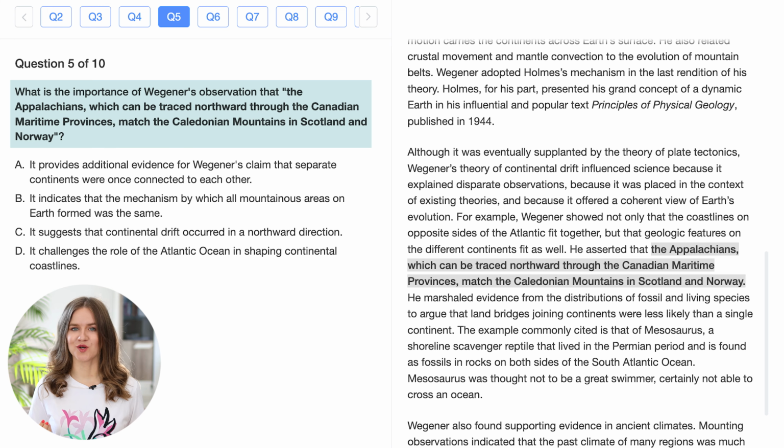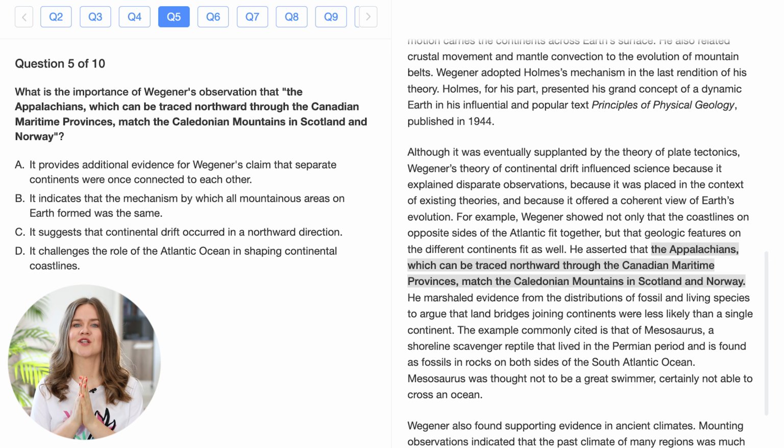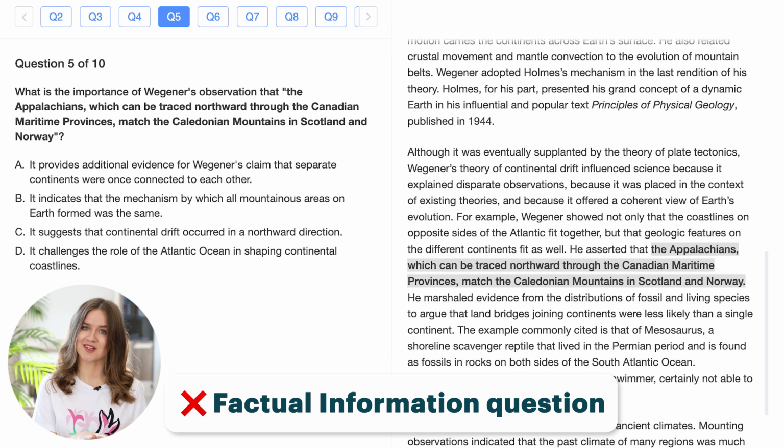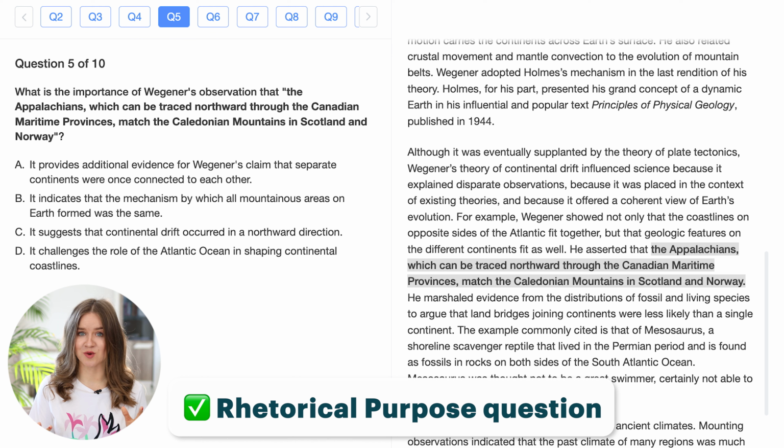Let's keep going. Question 5. What is the importance of Wegener's observation that the Appalachians, which can be traced northward through the Canadian maritime provinces, match the Caledonian Mountains in Scotland and Norway? First, the question is not a factual information question, as you might have thought. Although it looks like a factual information question, it's actually a rhetorical purpose question, and it should be solved like one. That means I have to decide why the author uses the phrase in bold in the paragraph.